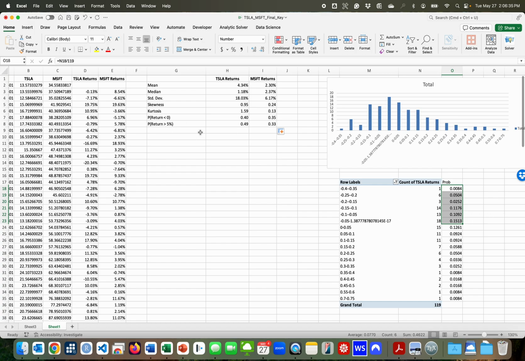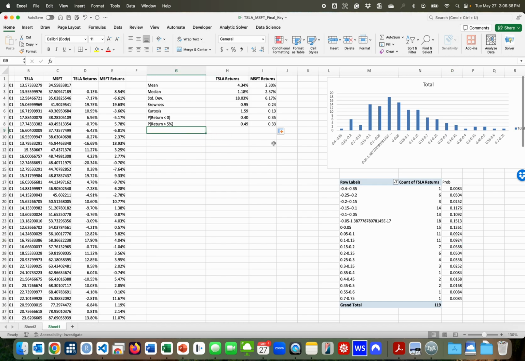The next thing we can do is find the probability that the return is between two particular values. So what we can do, let's just pick some from the table here. Let's find the probability that the return is between 10 and 15%. So in our sample, we observe a return between 10 and 15% for Tesla about 9.24% of the time.